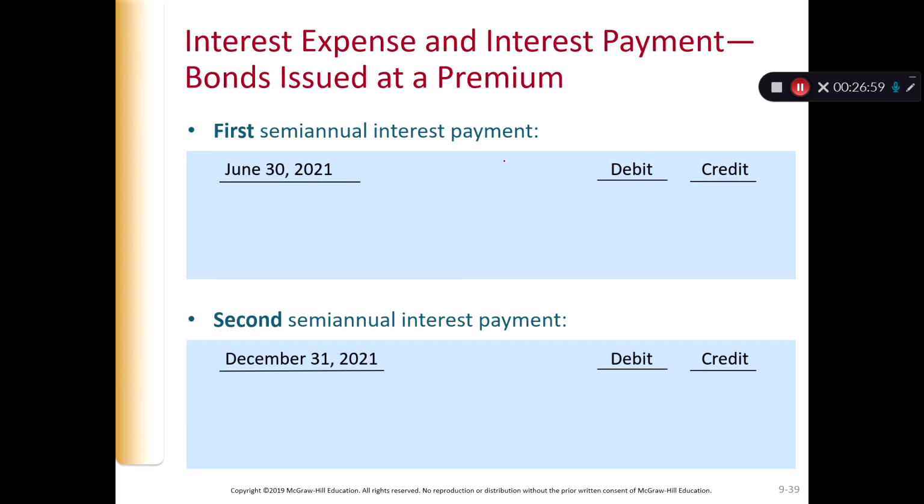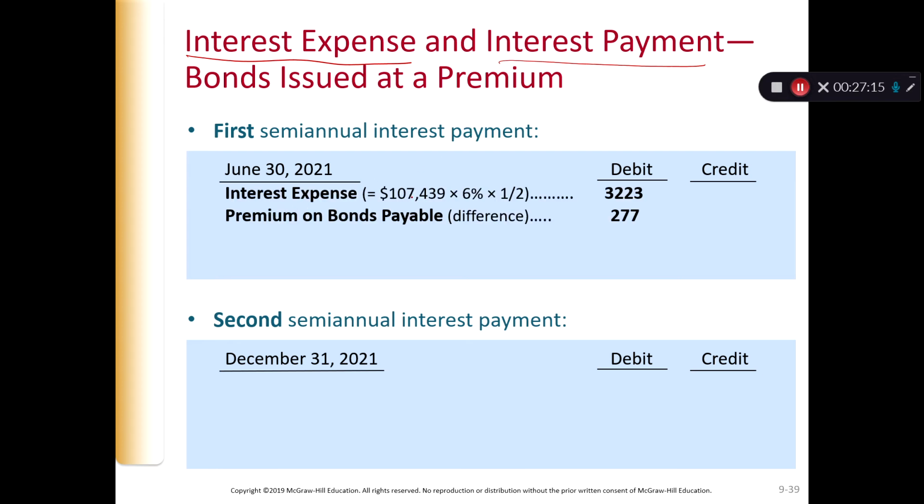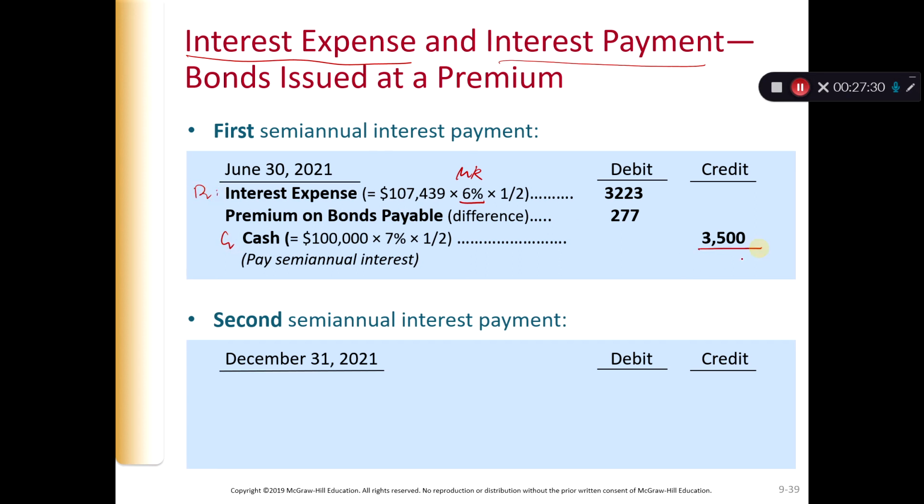So let's look at the journal entry. How do we journal those interest expenses and interest payments during the life of the bond? First, the annual interest payment when the bond is issued at a premium: we want to debit interest expense, of course, the carrying value multiplied by the market rate, right? And then we have $3,223 interest expense, but the installment cash payment is actually promised higher, right? It was $3,500. So the difference we want to debit to the premium on bond payable.